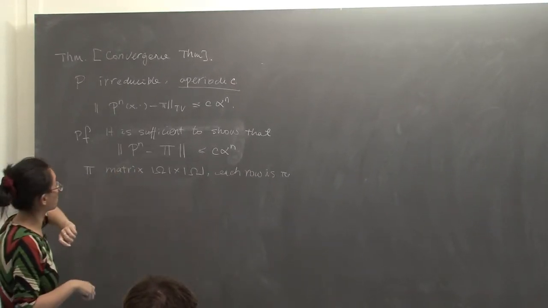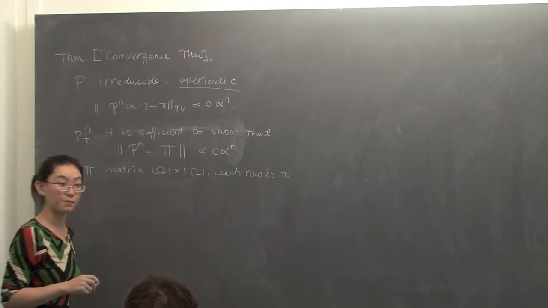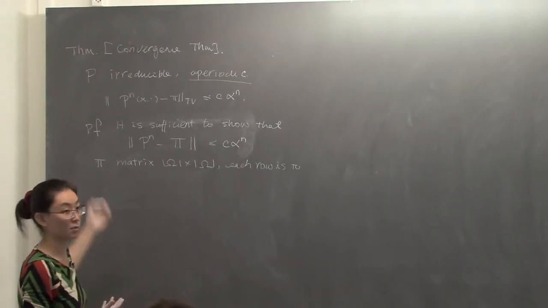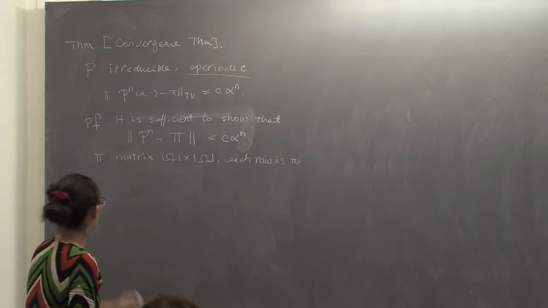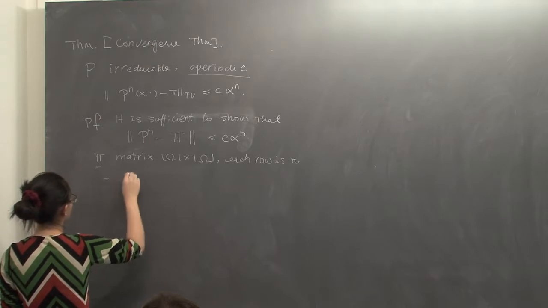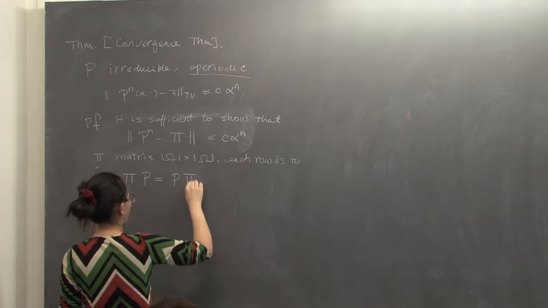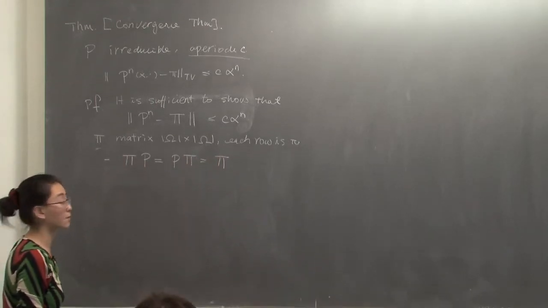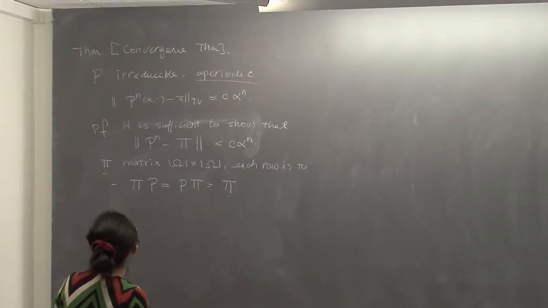So it is sufficient to show that the matrix distance between these two is very small, because it is easier to use matrix multiplication to calculate the difference between P^n and big pi. And after we introduce this big pi, we can easily check that big pi times P equals P times big pi equals big pi. And now let us check what is P to the power n.